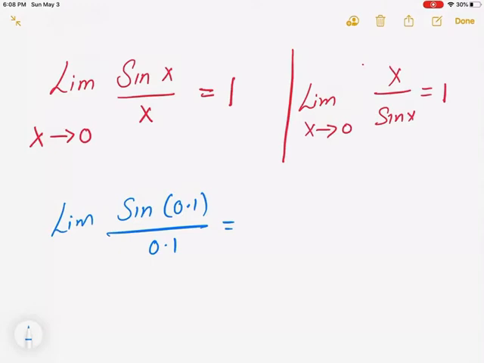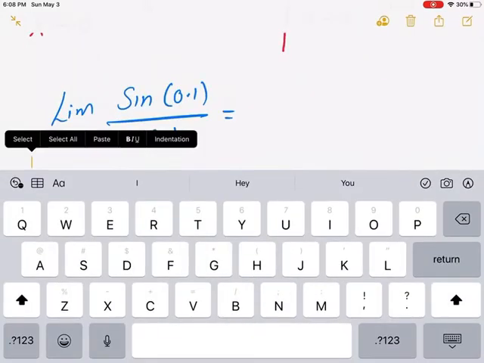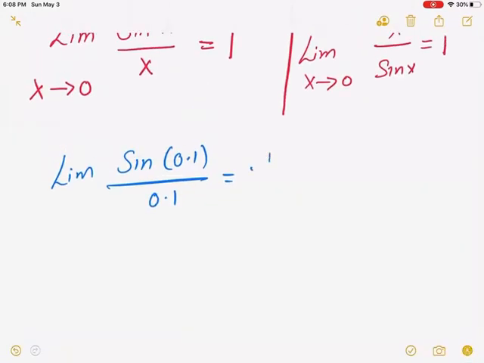Don't forget to set your calculator to radian mode, because the angle I'm talking about is in radians right now. I already have these numbers ready. If I plug it in, here you go. Let me show you one more.